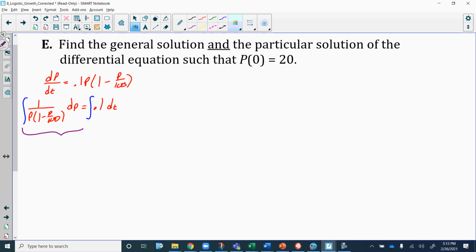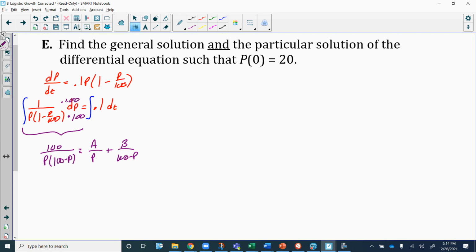So I am going to learn from what I did the first time and recognize that I want to simplify the stuff that's in parentheses. So I'm going to multiply by 100 on both parts of the fraction, okay? And that will give me 100 over p times 100 minus p. Well, no, we're not doing dp here. We're going to do our separation with our partial fractions. So this is going to be A over p plus B over 100 minus p.